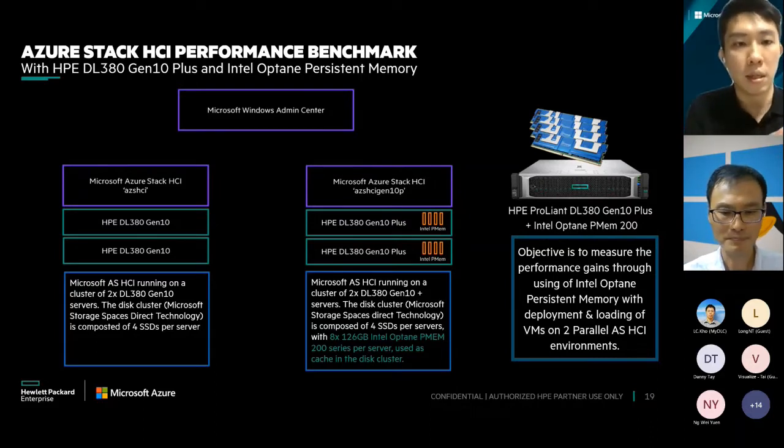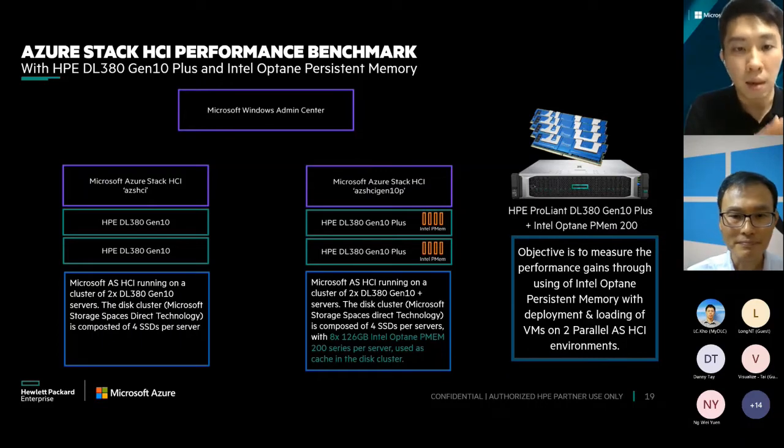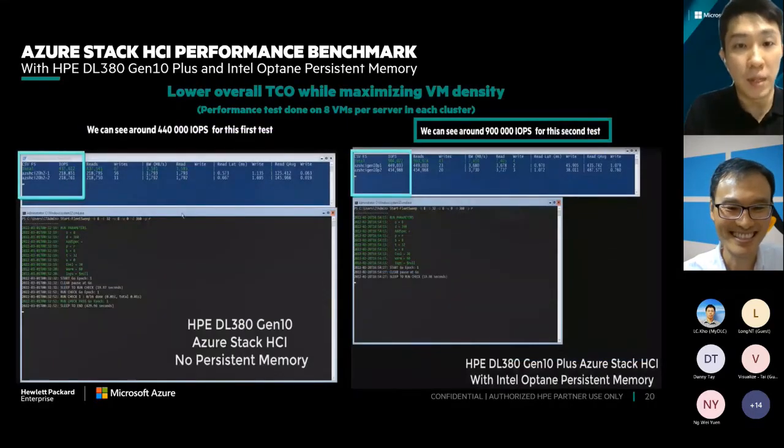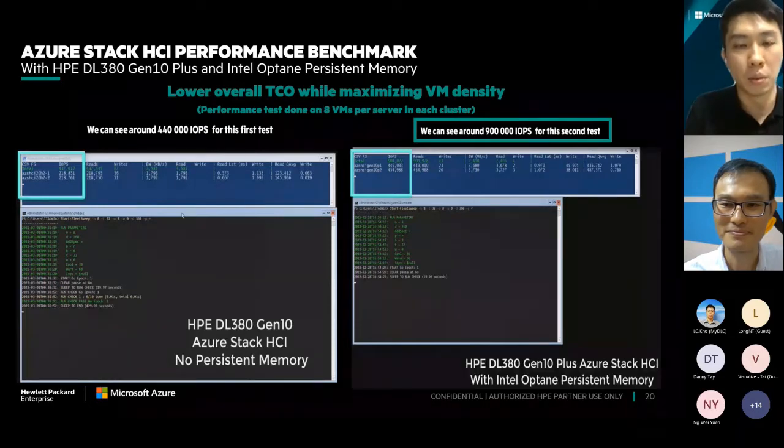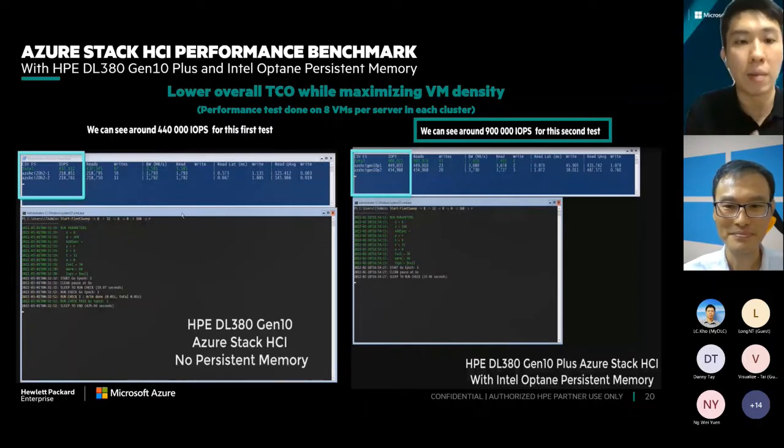On the right hand side, you can see that we did one on the DL380 Gen 10 Plus with a 3rd gen Intel Ice Lake processor, along with the Intel Optane persistent memory itself. Honestly, the results were really quite mind-blowing. Even when I saw it for myself, I was very surprised. In terms of the IOPS, we can see that it has jumped up dramatically. So this offers a much better TCO comparatively between the two setups, and customers are able to maximize their VM density and significantly bring down the cost.